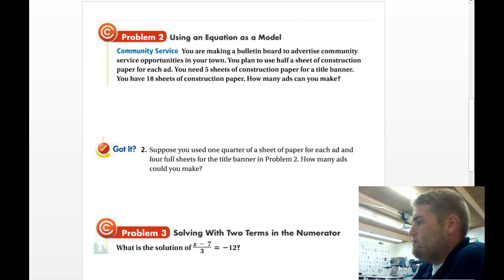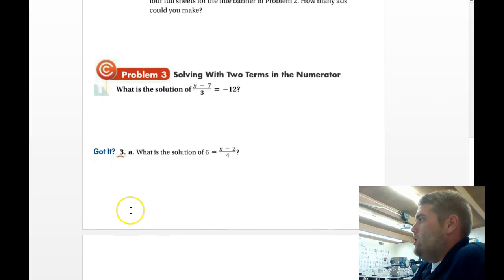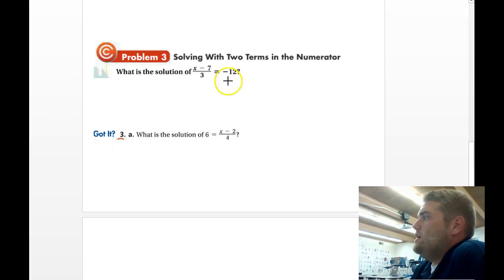And the last problem for today, so you guys are getting out of here quick. We are looking at problem number 3. So solving with 2 terms in the numerator. Once again, this is the same exact thing that we've been doing. Do not get frightened or scared because it looks just a little different. Once again, I'm trying to get my variable by itself. So I have x minus 7 divided by 3 equals negative 12.